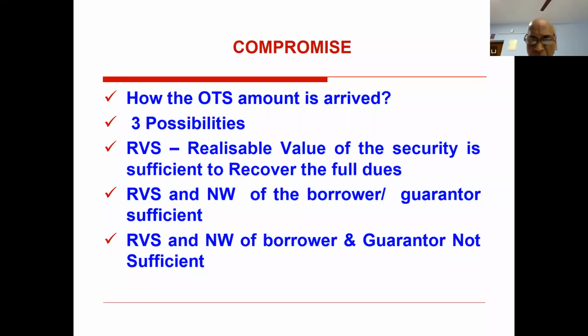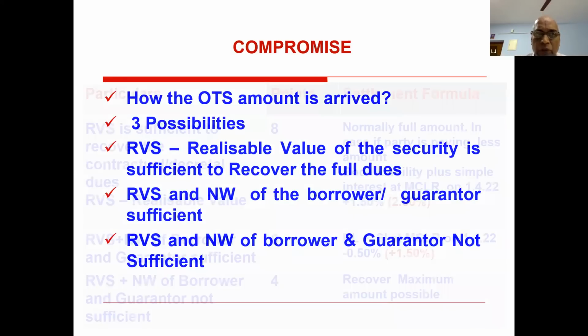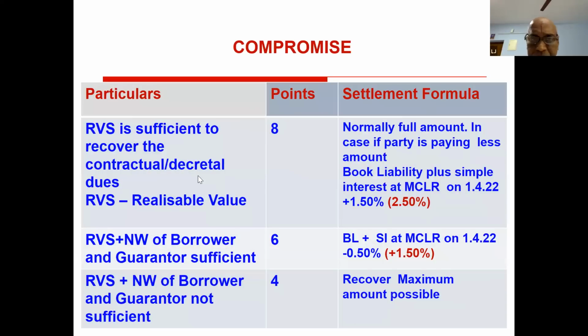Now let us see the formula, because they may give an example: the account became NPA on so and so date, and the realizable value of the security is so much on this day. That is how you fix the compromise amount for that borrower. Now we are going to see all those things in detail. Don't give much importance to the points. On that day, somebody asked, what is this point? Don't worry about the points. Please understand the concept. It may be 10, it may be 8, it may be 6. They are given a point.